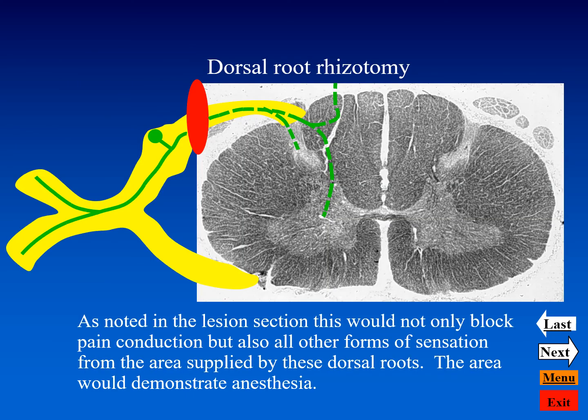Rhizotomy is a procedure of selectively lesioning dorsal roots from a region of severe pain or gnawing pain, any kind of pain. And because of that lesion, the patient would lose all sensation from those dermatomes involved, not just pain sensation.